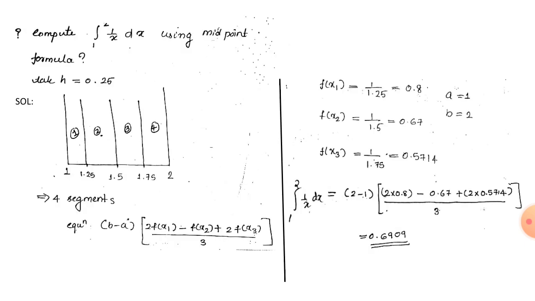Now let us solve a problem. You have to compute the integral from 1 to 2 of 1 by x dx using the midpoint formula or Newton-Cotes quadrature formula. So take h equal to 0.5. H is nothing but the step size. Here we are dividing it into 4 segments, so the step size is 0.25.